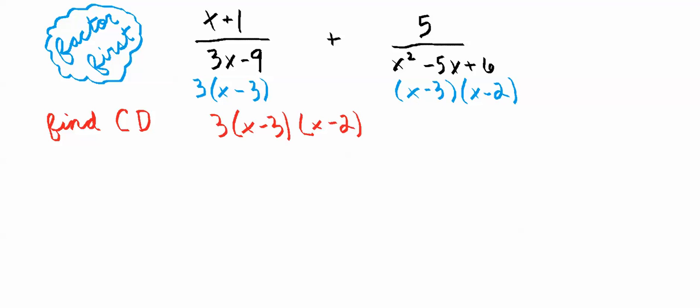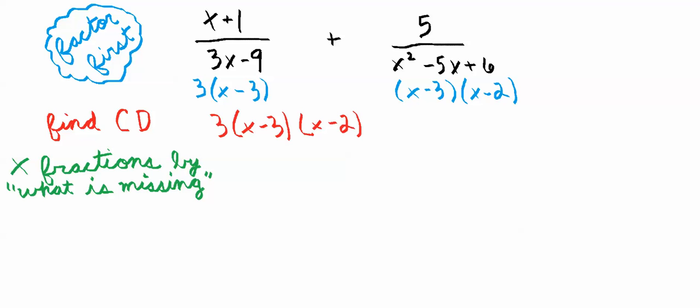Now that we have factored our denominators, we must find the common denominator, represented as CD. So we know we have 3 and we have two x minus 3's, and since they're the same, they are common, so we write just one x minus 3 and we are left with x minus 2. So for our next step, we're going to multiply each fraction by what is missing. And when we talk about the missing part, we're talking about the missing denominators of our common denominator.